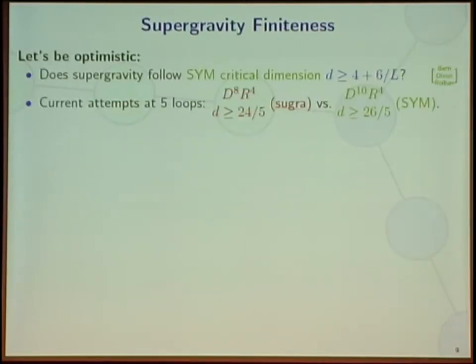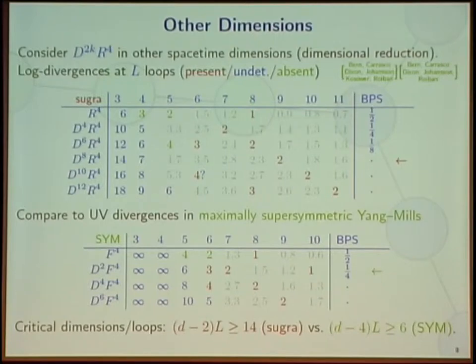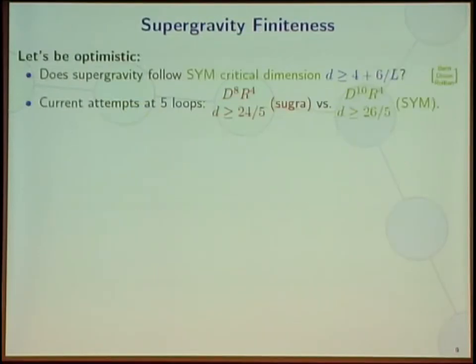Now, if you just look at the final results, as I said, the loop orders are very similar between these 2 theories. So you might be optimistic and see whether the divergences in supergravity follow the ones in super Yang-Mills. So does perhaps this formula also apply to gravity? And if it does, then it would be finite in 4 dimensions. So yeah, that would be marvelous.